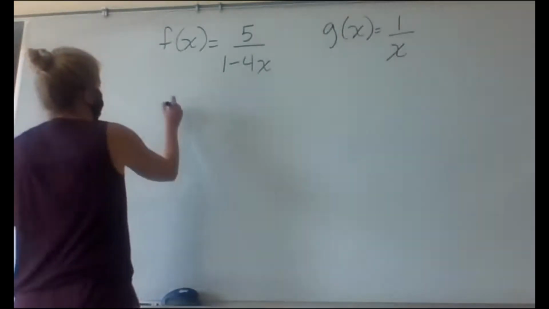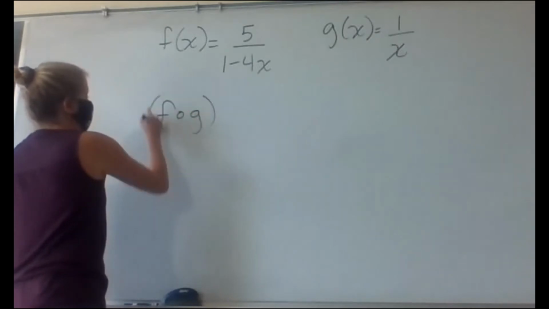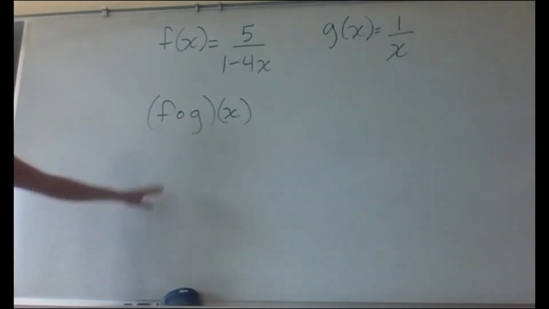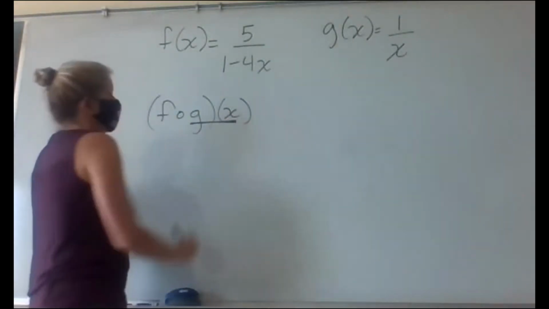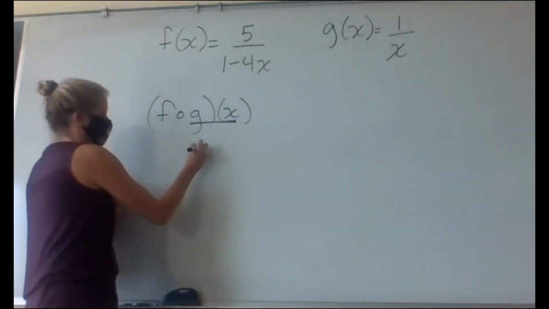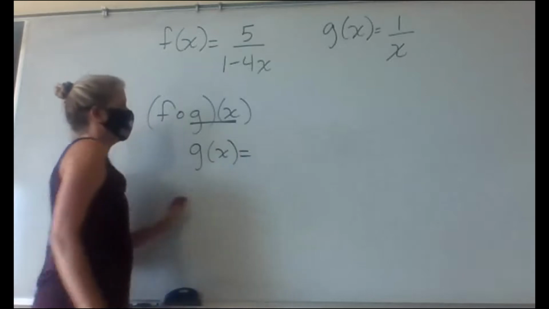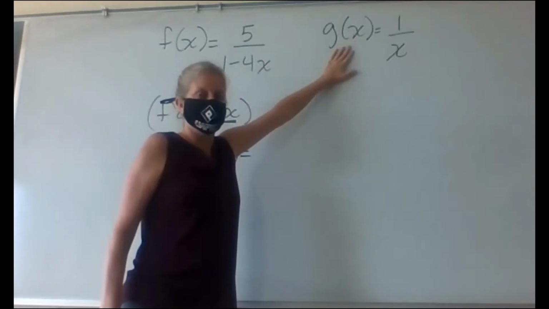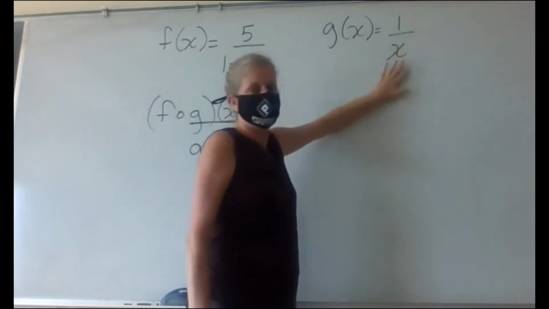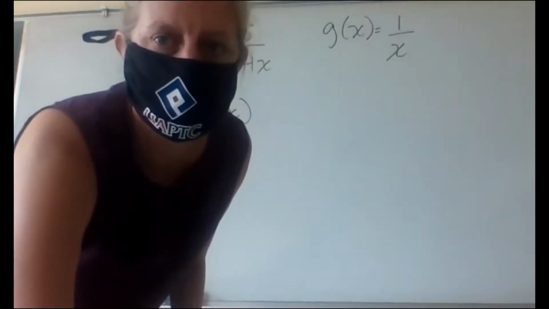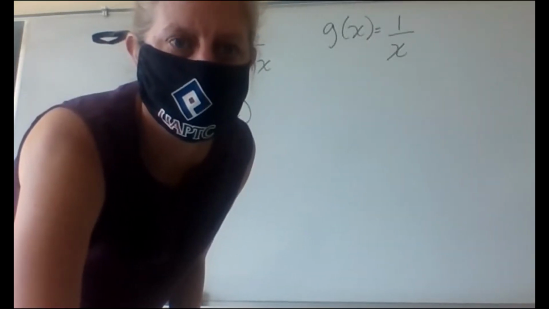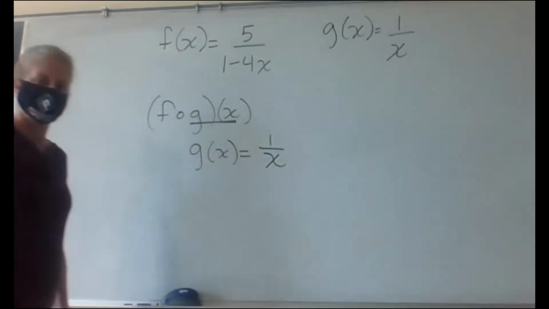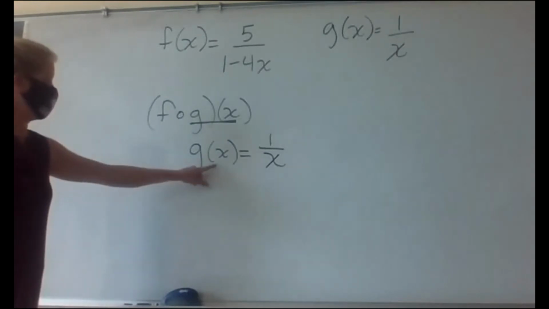f of g of x. So let's see, what's my inner? g of x. What is g of x? Again, it tells me right here what g of x is. g of x is 1 over x. So I'm done with the inside.